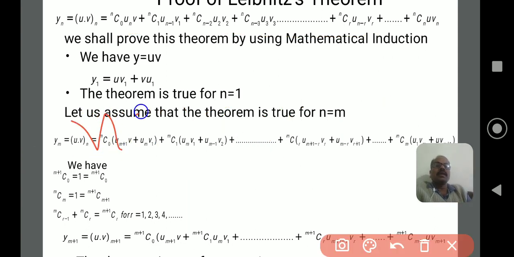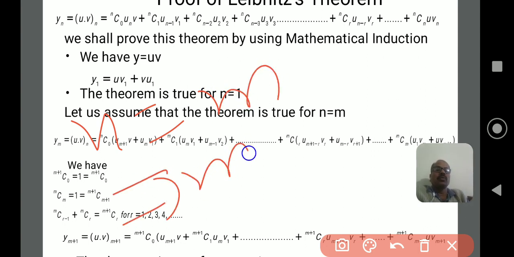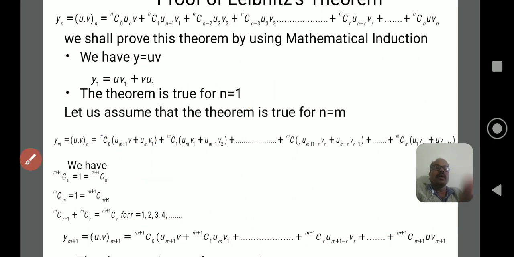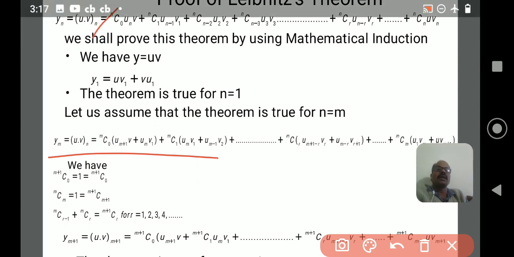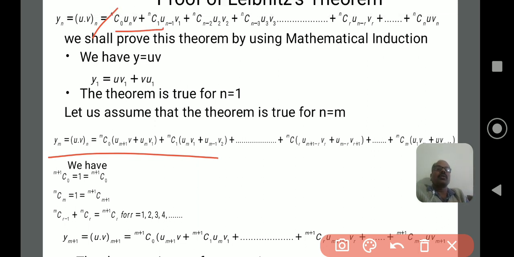The next step: n is equal to m. From this we can prove that the theorem is also true for n equal to m plus 1. We differentiate each and every term of the above step by using the product rule. Observe the step here. I am differentiating the first term: mC0 is written as it is, and for the first two functions we apply the product rule. That gives u(m+1) v, the differentiation of the first term keeping the second term as it is. The next term is the first term as it is, with the differentiation of the second function, v1.